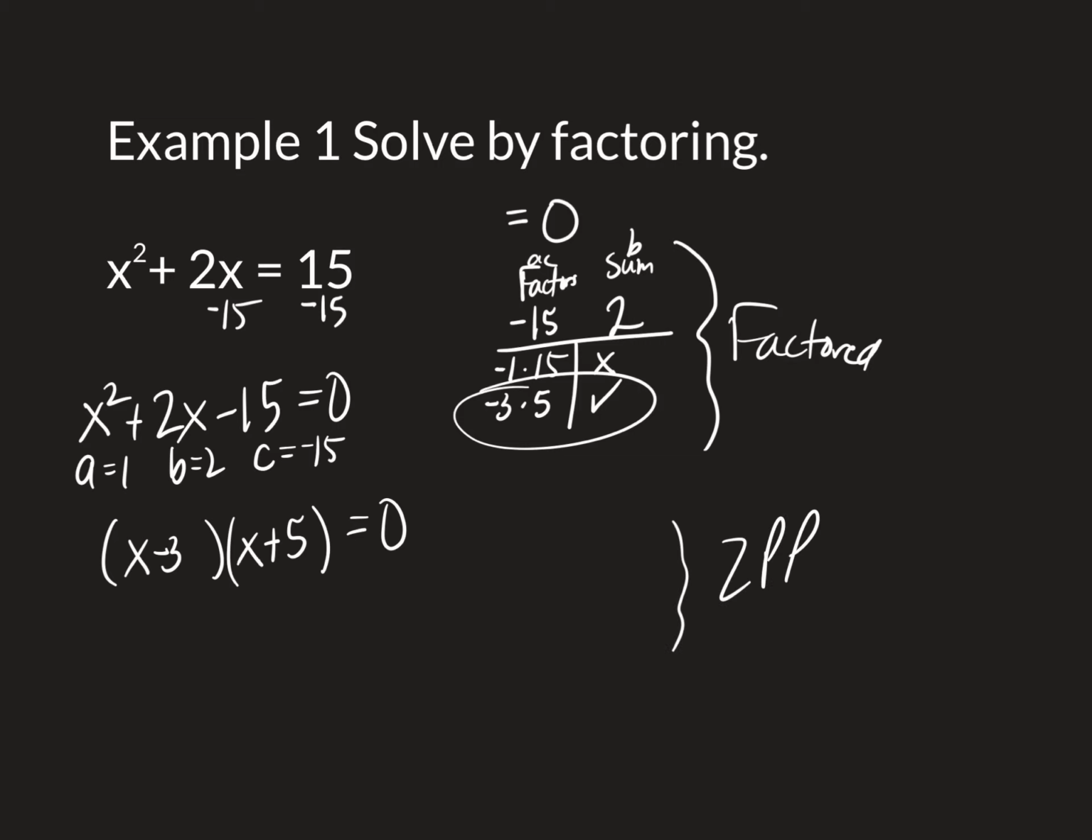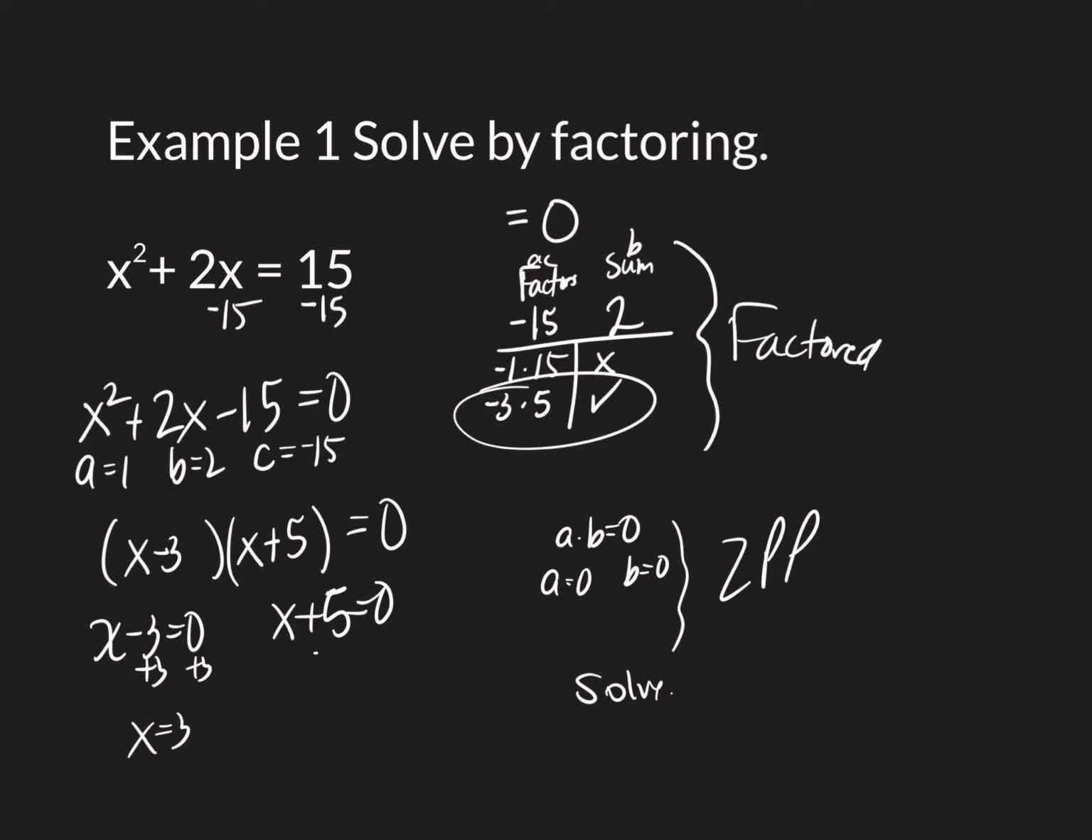The zero product property says if A times B equals 0, then A equals 0 or B equals 0, or they both equal 0. So A equals 0, B equals 0, and solve those. So we're going to solve. Add 3, so x equals 3, subtract 5, x equals negative 5. So my two solutions are negative 5 and positive 3.